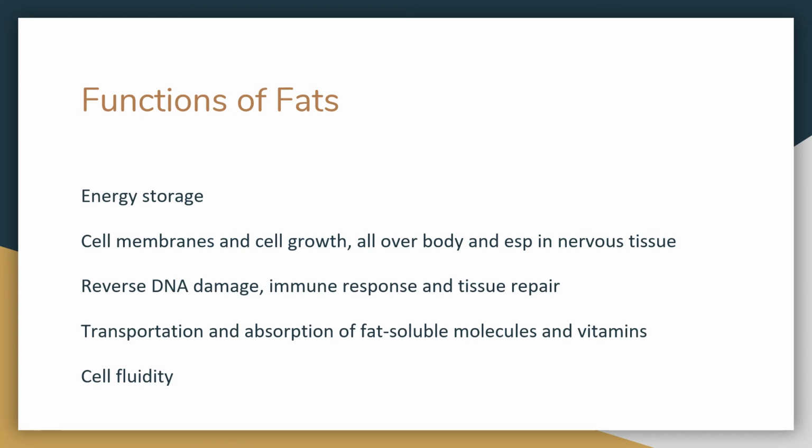All right, and then kind of a recap, the functions of fats: energy storage, cell membrane and growth, and that's throughout the body. This is also really important too, so reversing DNA damage, immune response, and tissue repair. So it kind of makes sense now that we're starting to see the importance of triglycerides, phospholipids and sterols in the function of the cell membrane. So if we are reversing damage to tissue or repairing tissue, we need these types of fat molecules to help build new tissue. Transportation, absorption, and cell fluidity.